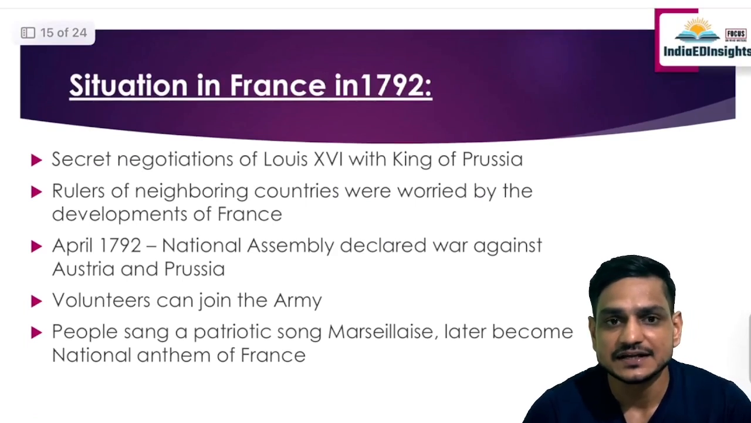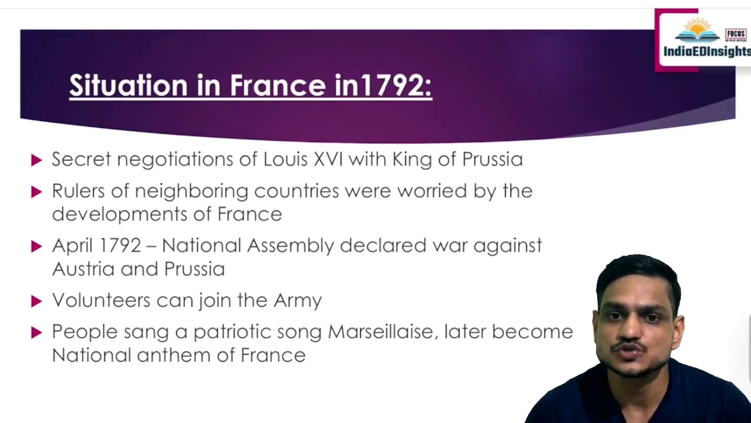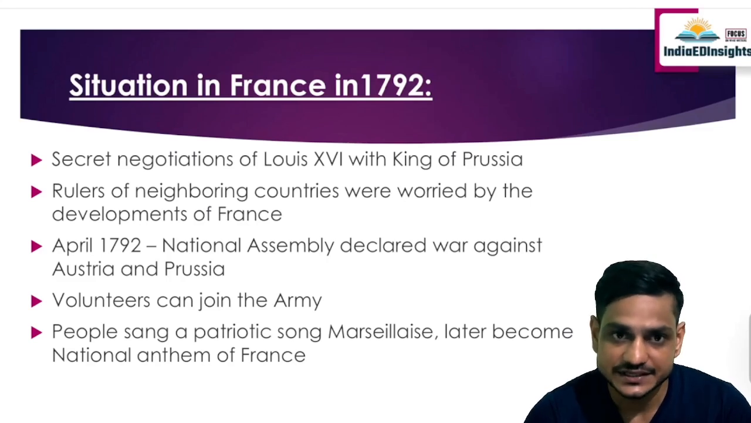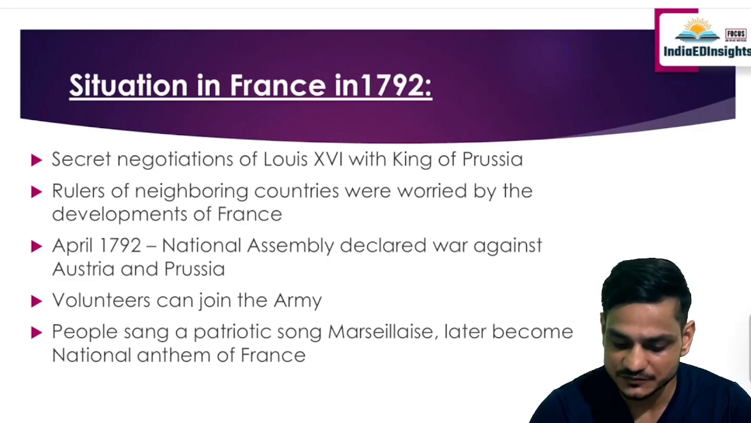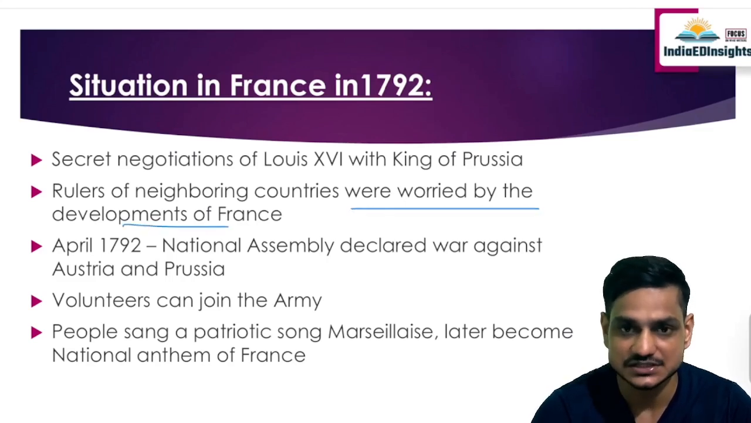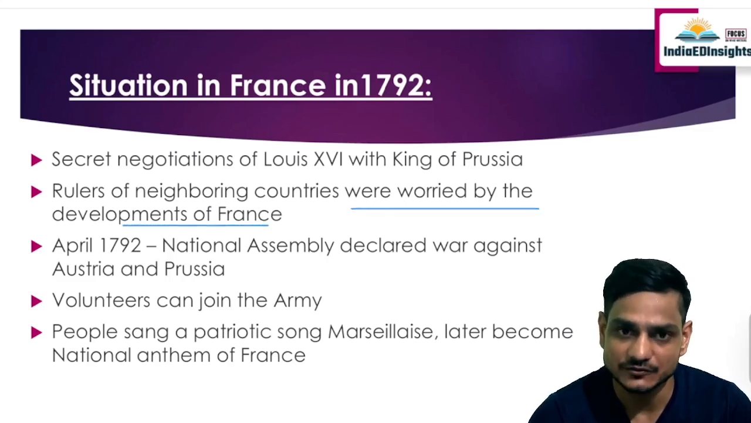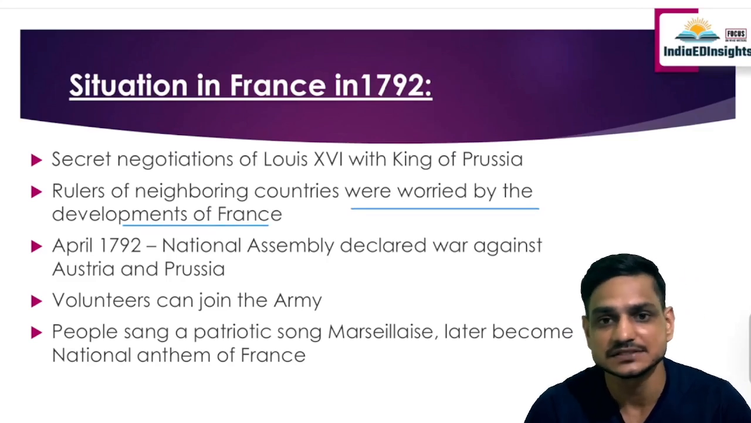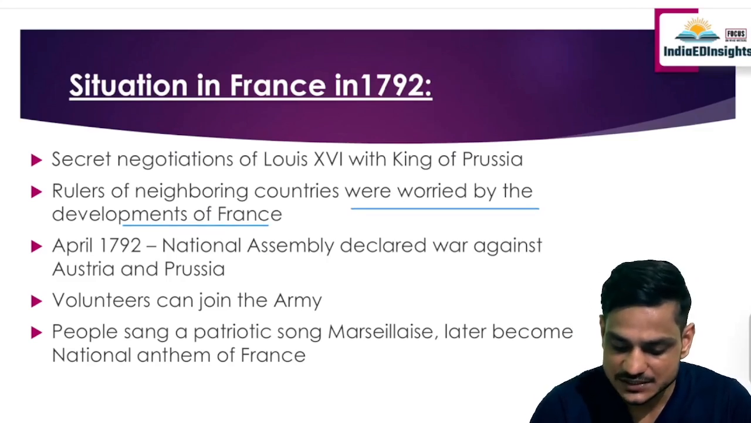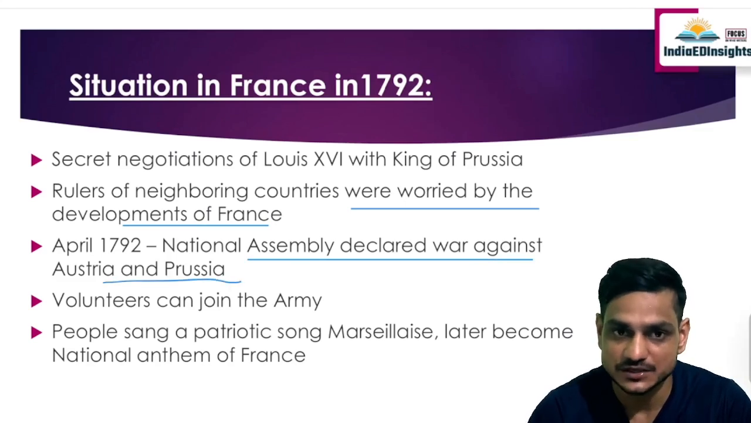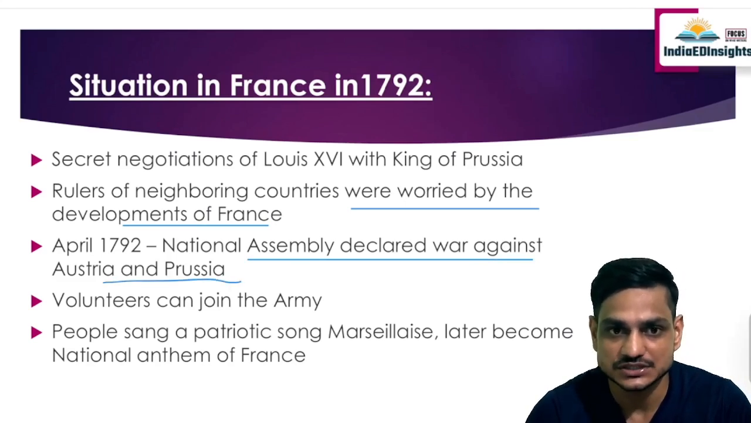So in 1792, the situation in France was not very good. Secret negotiations of Louis XVI were going on with the King of Prussia, and rulers of neighboring countries were worried by the developments in France. They did not want the revolution that took place in France to spread. So in April 1792, the National Assembly declared war against Austria and Prussia.